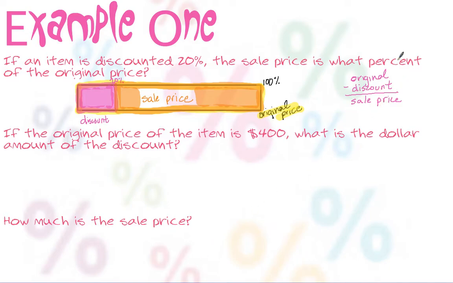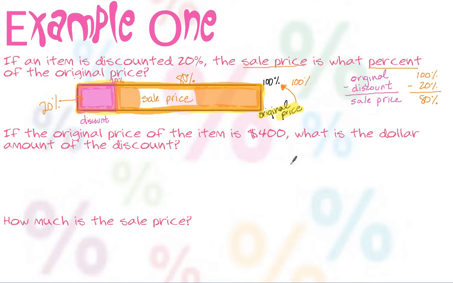Now in this case, if we want to know what is the percent of the sale price, well, if the discount is 20%, and I know the original price is 100%, then for this leftover piece, percentage-wise, I would have to take that whole, that 100%, minus that 20% discount, to find that the sale price is 80% of the original price. So 20% is the discount, leaving 80% left over to be the sale price.